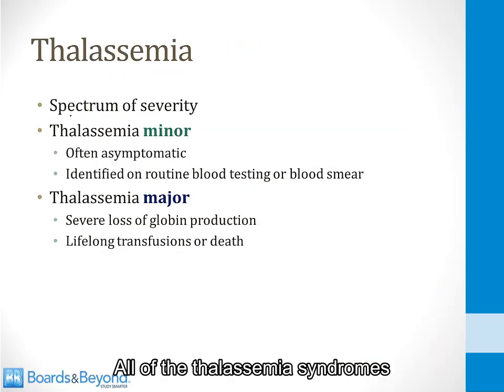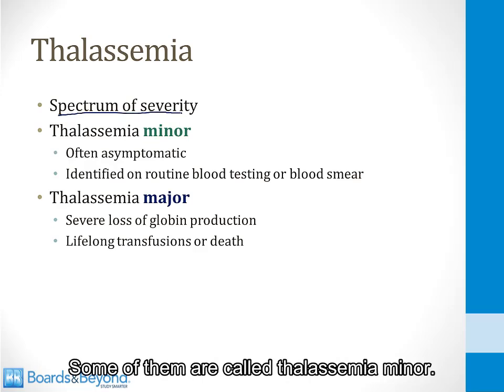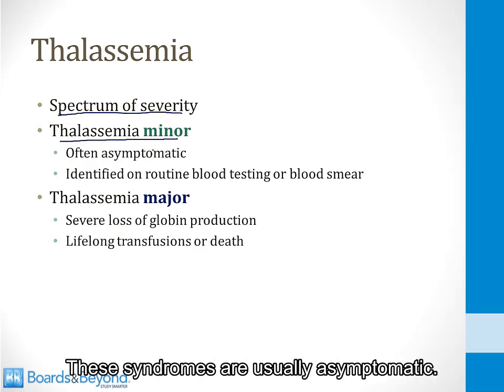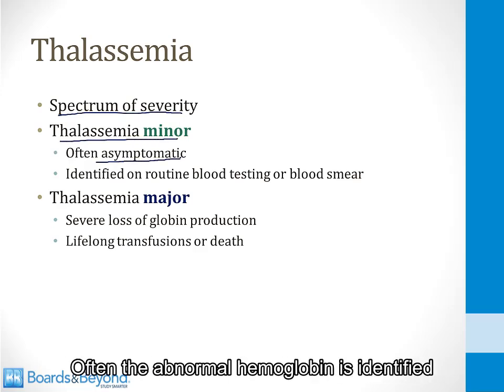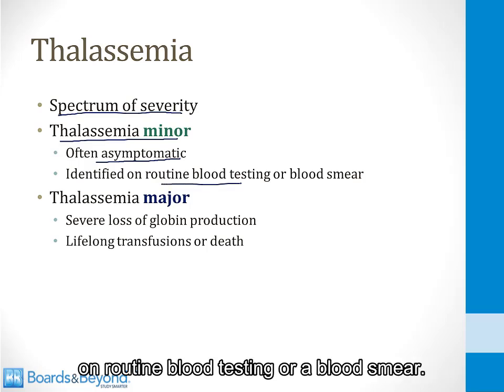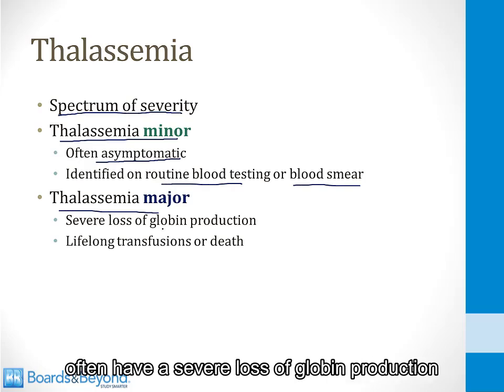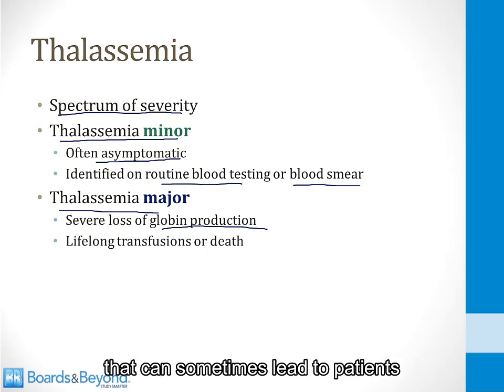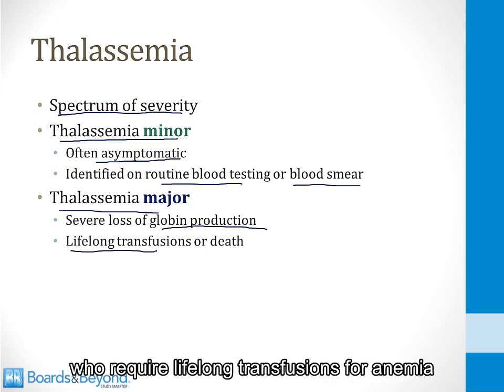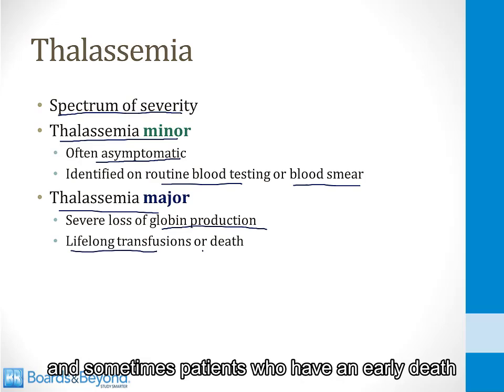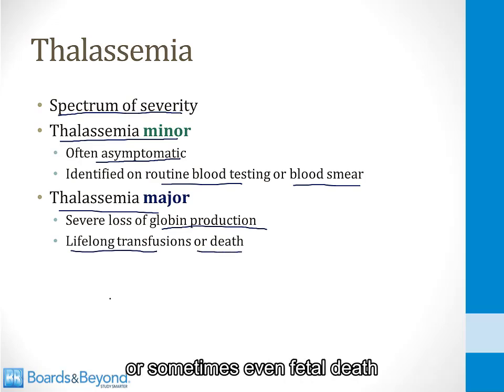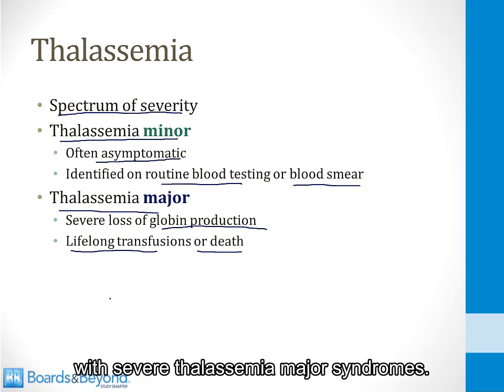All of the thalassemia syndromes have a spectrum of severity. Some of them are called thalassemia minor. These syndromes are usually asymptomatic. Often the abnormal hemoglobin is identified on routine blood testing or a blood smear. In contrast, thalassemia major syndromes often have a severe loss of globin production. They can sometimes lead to patients who require lifelong transfusions for anemia, and sometimes patients who have an early death or sometimes even fetal death with severe thalassemia major syndromes.